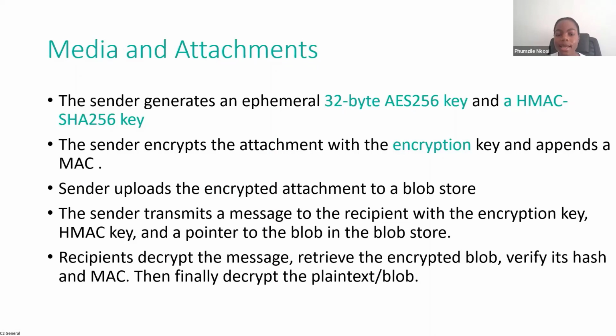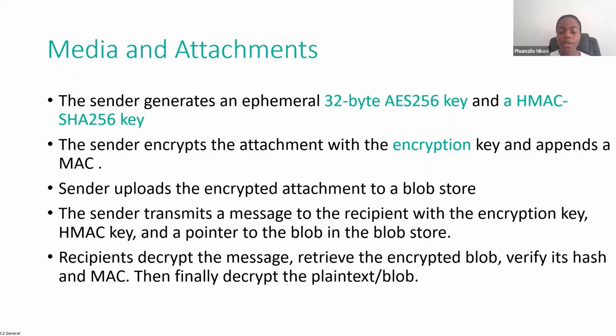So what happens is that when you send a selfie or a video to your friend, you as the sender will generate an ephemeral 32-byte AES-256 key and an HMAC SHA-256 key. That is both for encryption and authentication. You will then encrypt the attachment that you're about to send using the encryption key. Then you append the MAC, which is message authentication code, using the SHA-256 key.